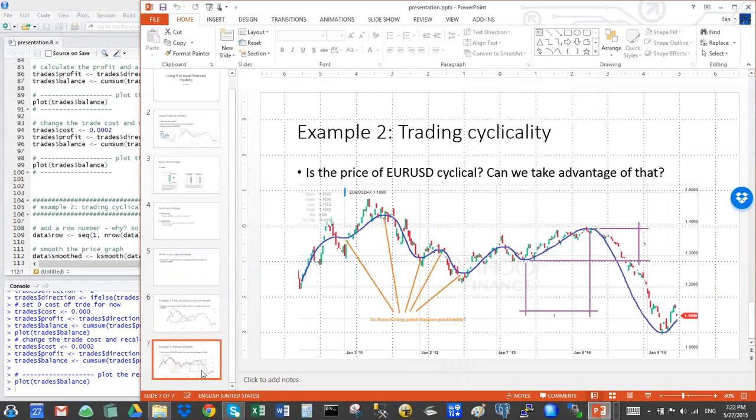The hypothesis here is: is euro dollar cyclical? We're going to come up with a very simple concept to test cyclicality. We're going to smooth out the price graph and find some turning points where the price turns. Then we're going to measure cyclicality according to time between the turning points and cyclicality according to price movement. So we'll be measuring cyclicality according to those two axes.